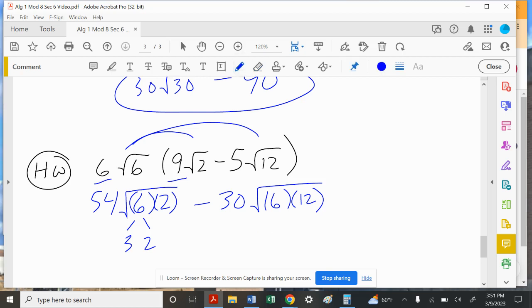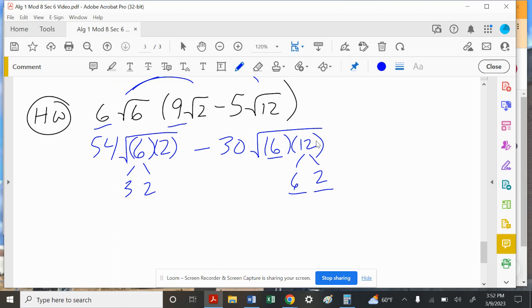But notice I kept the 6, but I could break up the 12 into 6 times 2. And now I have this 6 and this 6, which means I can do that. I could have done it the other way, which means I could have broken up the 6 and both 6s into 3s and 2s. And I would have gotten the same answer, but it would have been a little bit longer to get done. And so now notice I have a pair of 2s. So I take one out. So that's 54 times 2.